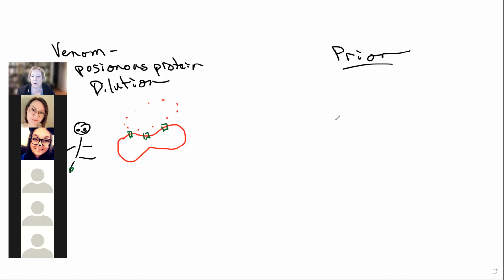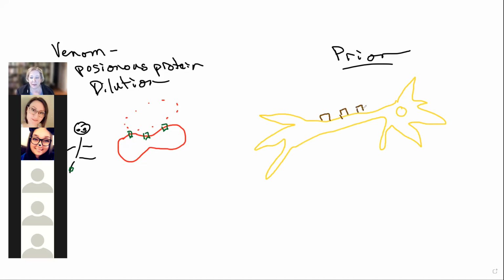So let's go ahead and get my very scary drawing of a neuron. That kind of looks like a neuron, right? Okay, so what happens with prions is that prions mimic normal cellular proteins that are expressed on the outside of the cell. They're made in the cell, but they get sent to the outside of the neuron. Prions are a misfolded version of this.